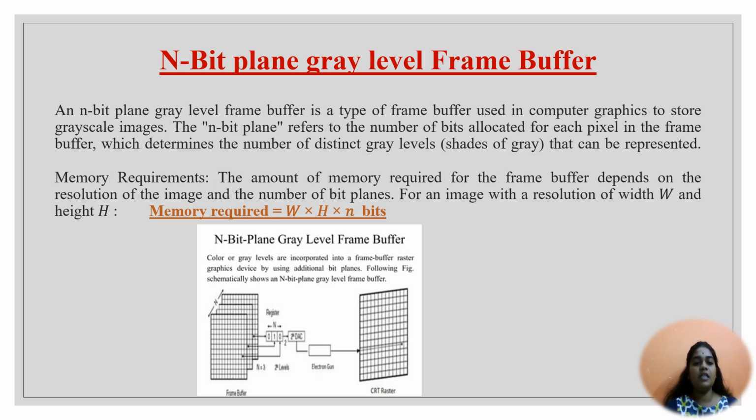Memory requirements: the amount of memory that is required for the frame buffer depends on the resolution of the image and the number of bit planes. For an image with a resolution of width W and height H, it is given as W times H times N bits. Color and gray levels are incorporated in the frame buffer for raster graphics devices by using additional bit planes. And here is a figure that schematically shows the N-bit plane gray level frame buffer.